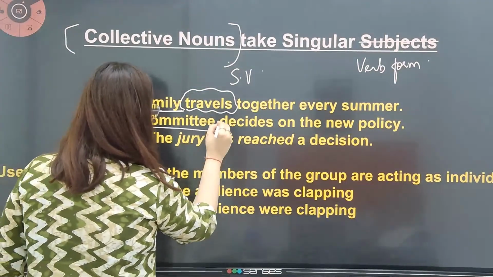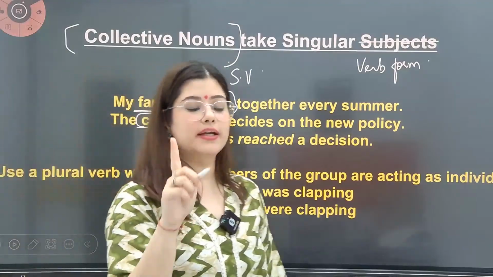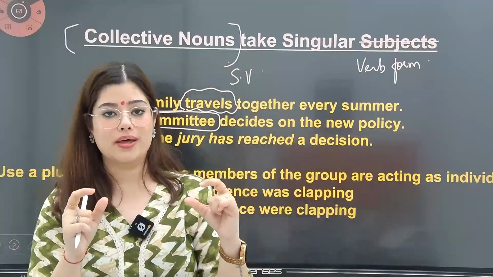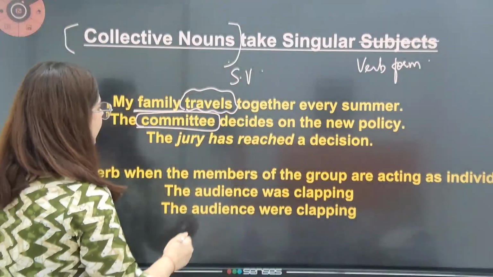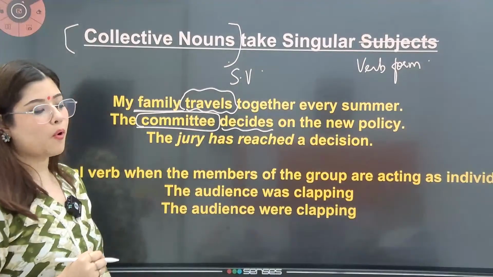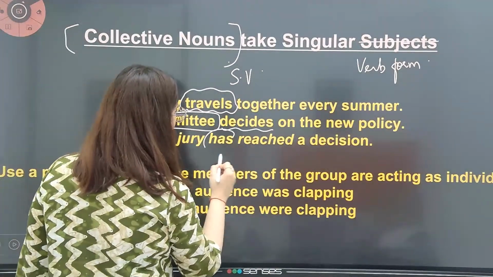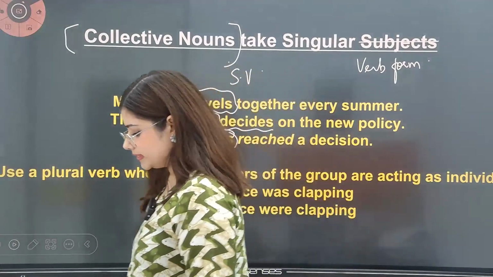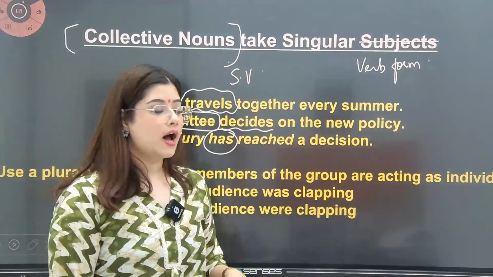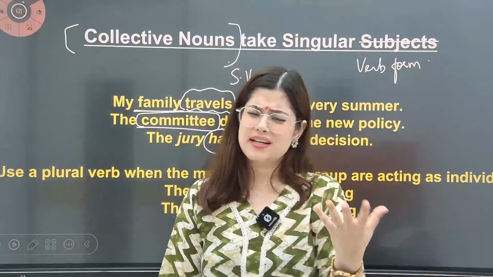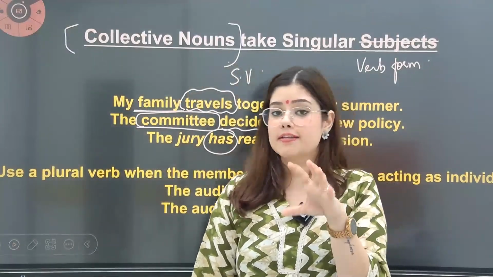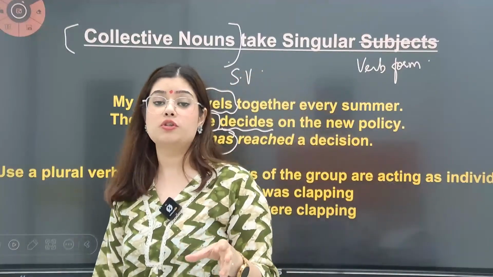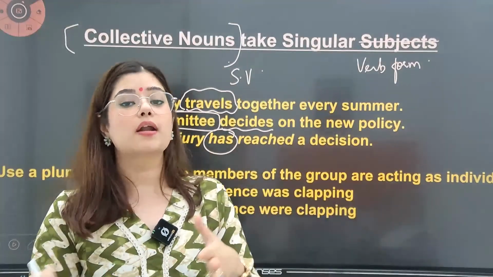The committee, again, has many members, but we are taking committee to be one singular subject, one singular unit, one singular entity. The committee decides on the new policy. The jury has reached a decision. Now, sometimes you would see that plural verb forms are also being used with collective nouns, and if I'm being honest, that is not completely incorrect. We just need to understand the context in which we've used a singular verb form and a plural verb form.